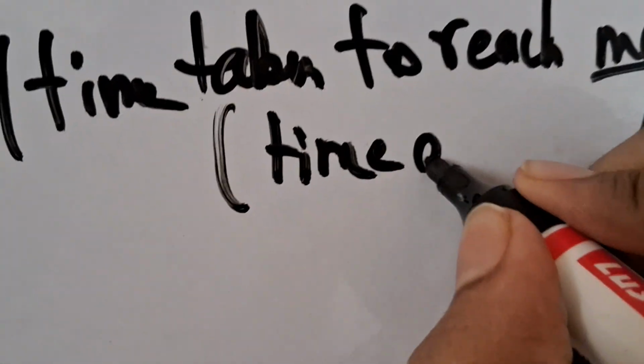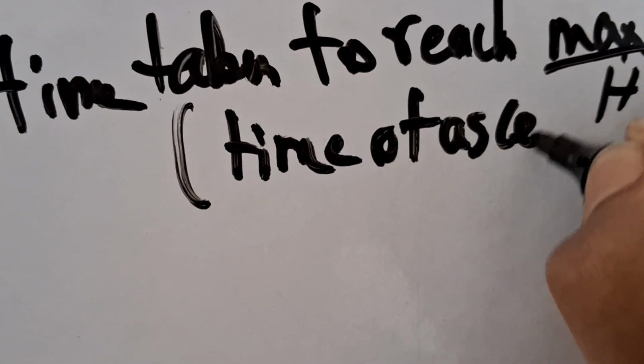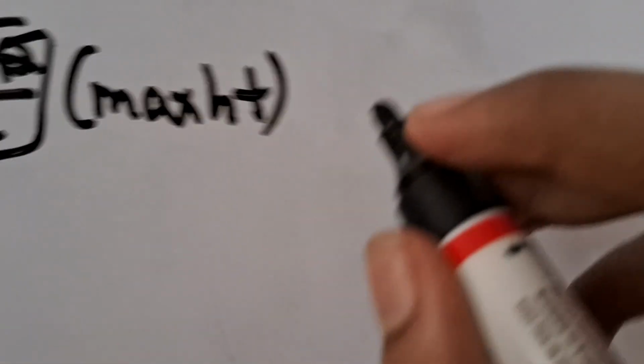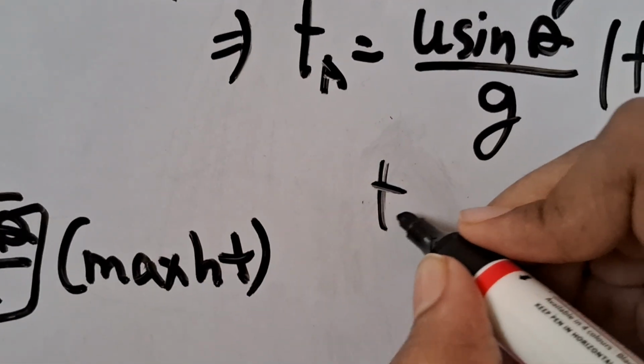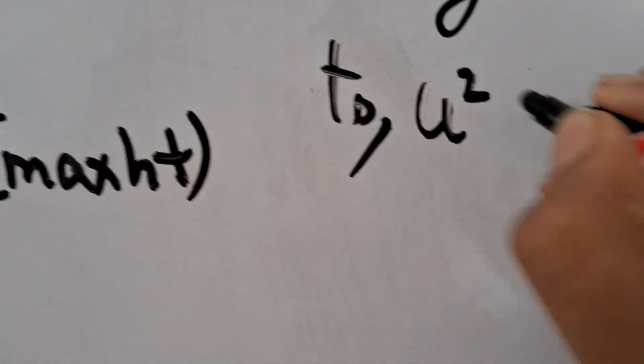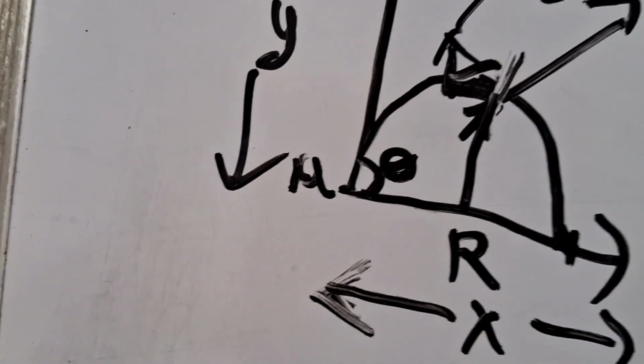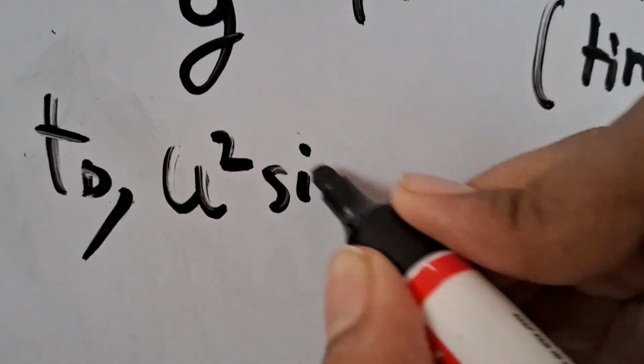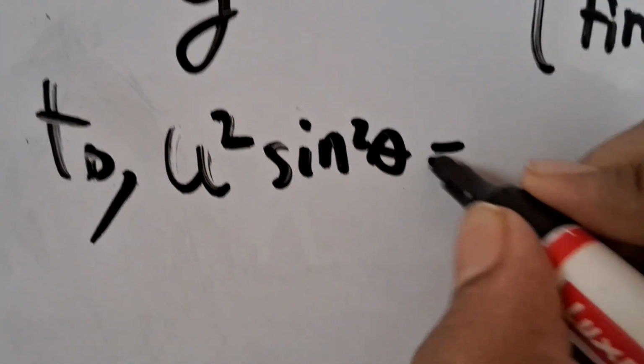Let's say this is the time of ascent, and this is the time of descent. What is the final velocity you think? Let's do it. If we are trying to find the time taken in the last half, what do you think will be the final velocity when the body reaches here? Same, u sine theta. What do you think is the initial velocity? 0. We are talking about this part.